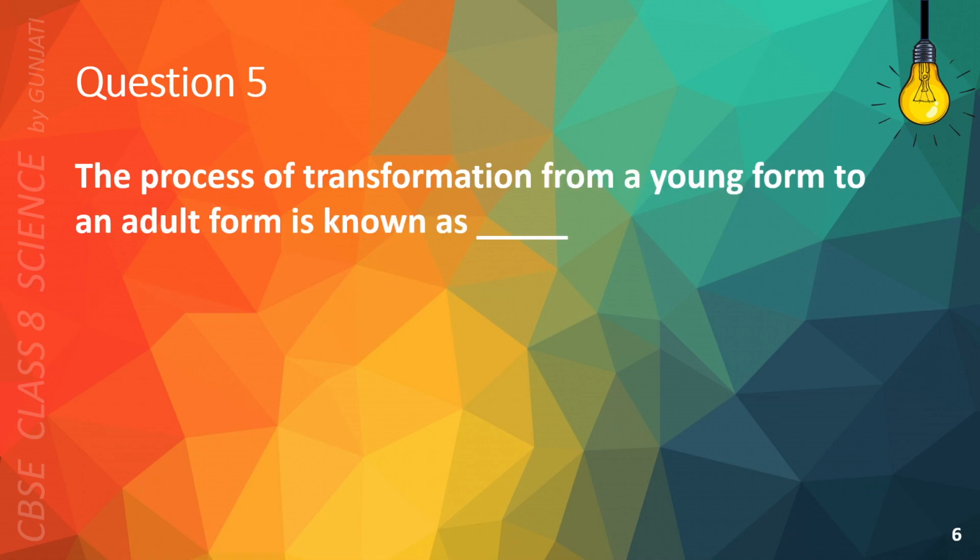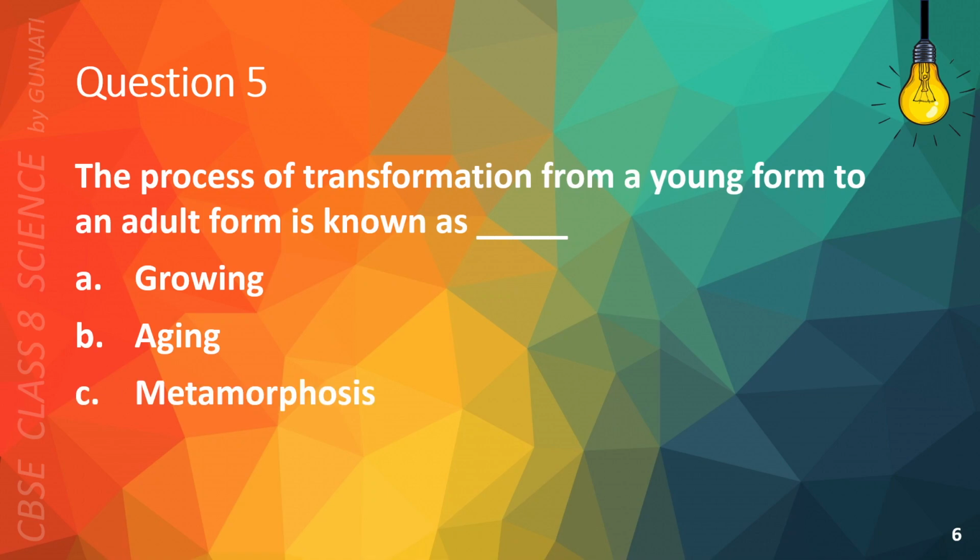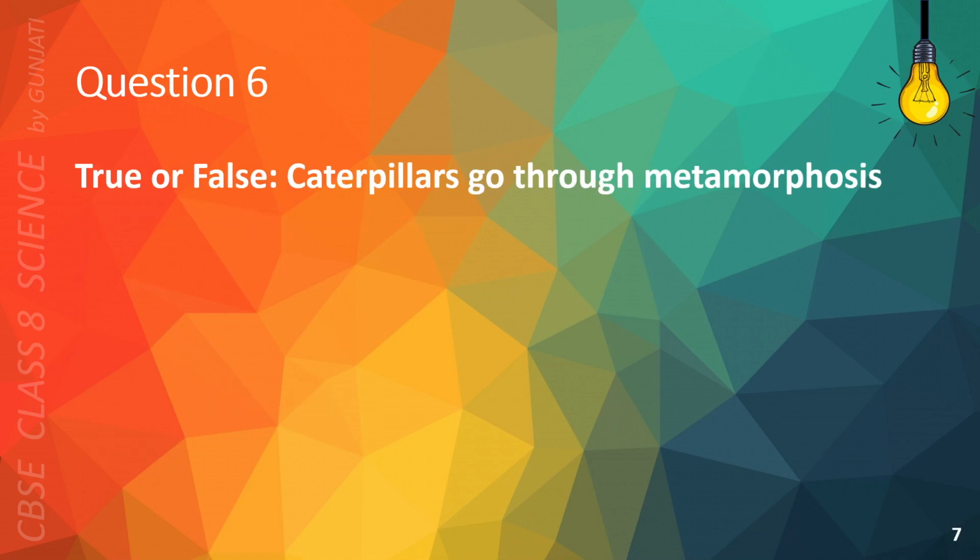Question 5. The process of transformation from a young form to an adult form is known as A. Growing, B. Aging, C. Metamorphosis, or D. Old. The correct answer is C. Metamorphosis.